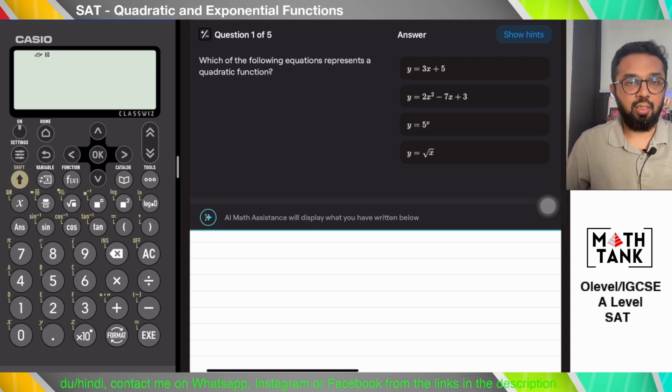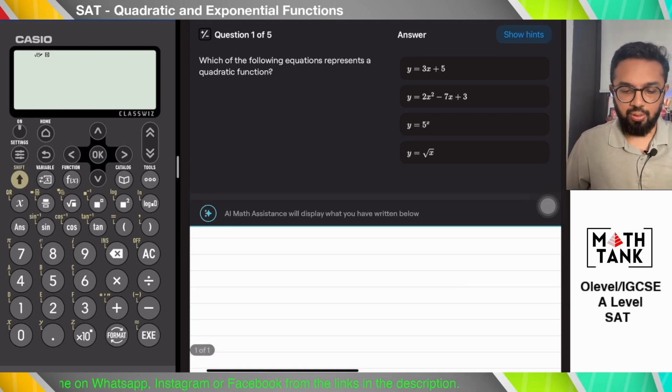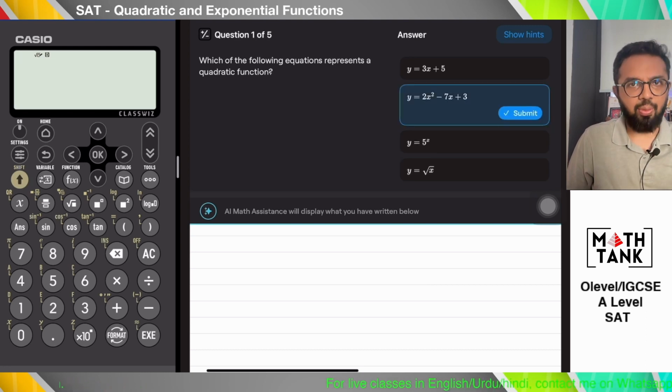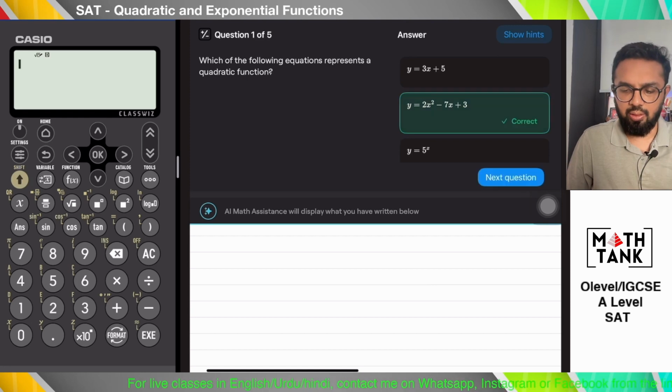Today's topic is quadratic and exponential functions. Let's start with question number one. It says, which of the following equations represent a quadratic function? So a quadratic function is where x has the power 2. Okay, since these are easy questions, you will find just pointing them out.